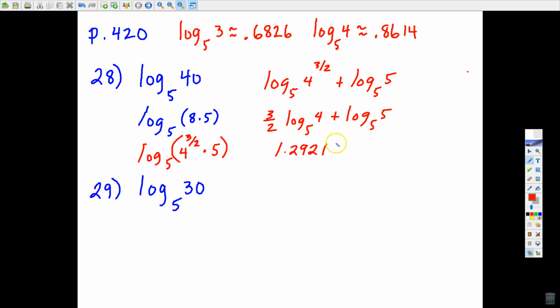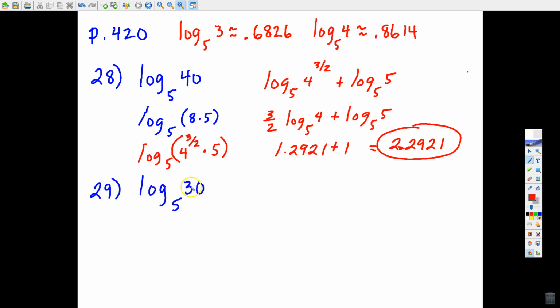Now we know what this is, right? Log base 5 of 5 is just 1, and now we're ready to add these together to get our final answer. So we get 2.2921. And make that decimal a little plainer. And that is your answer for number 28. So that'll be bonus points for you tomorrow.